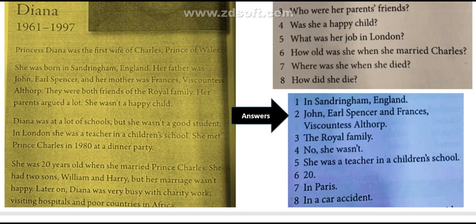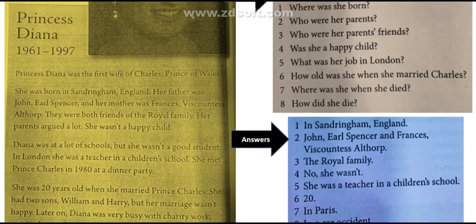In London, she was a teacher in a children's school. She met Prince Charles in 1980 at a dinner party. She was 20 years old when she married Prince Charles. She had two sons, William and Harry, but her marriage wasn't happy. Later on, Diana was very busy with charity work, visiting hospitals and poor countries in Africa. Now we come to the questions.